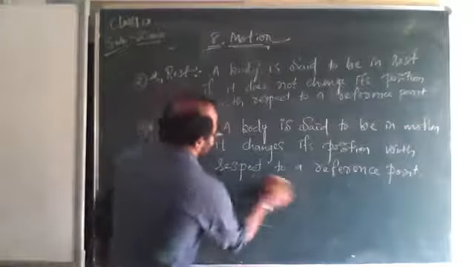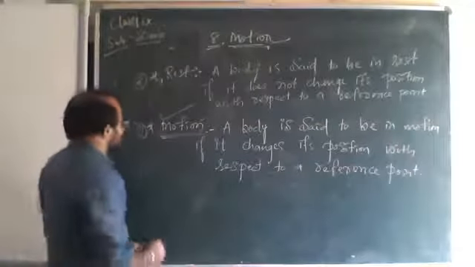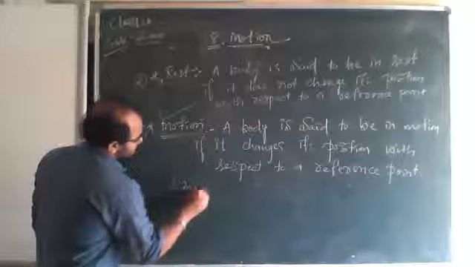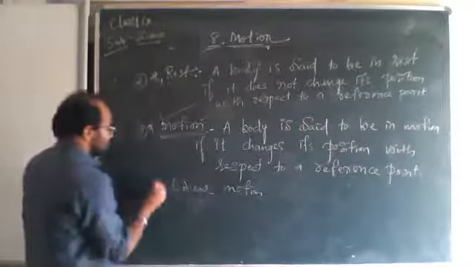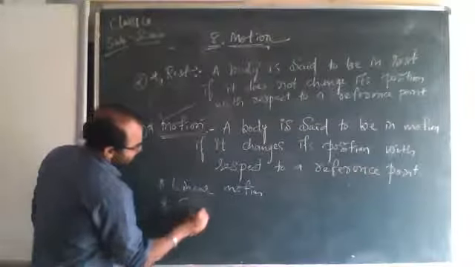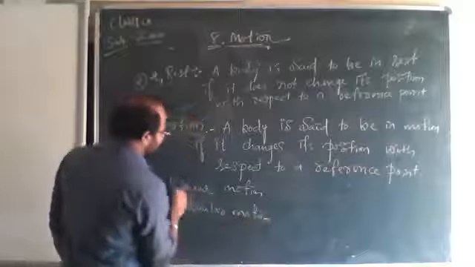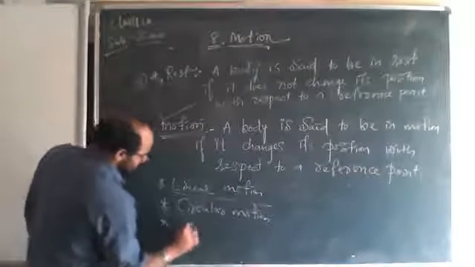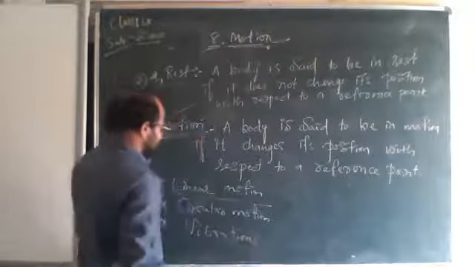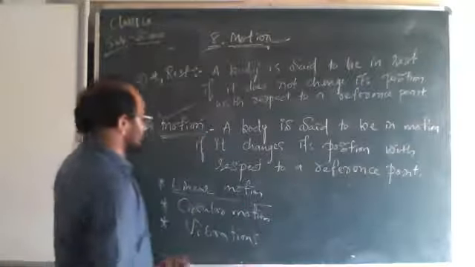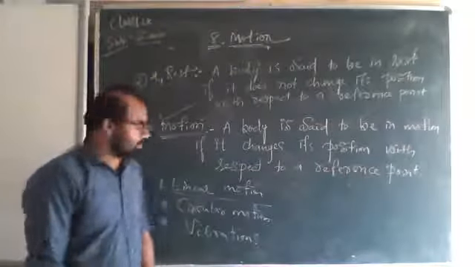So then what is linear motion? Motion has types: linear motion, then circular motion, then vibration. For your syllabus we consider only linear motion, circular motion and vibrations. And after this there are uniform motion and non-uniform motion, which are also types of motion. We will come to know that later.